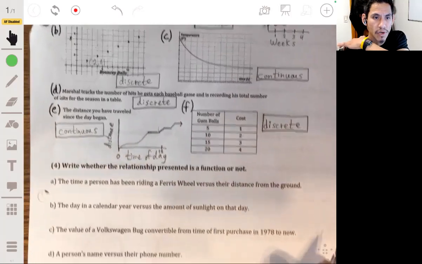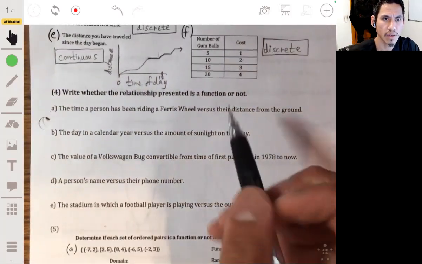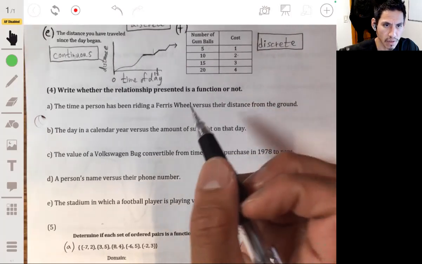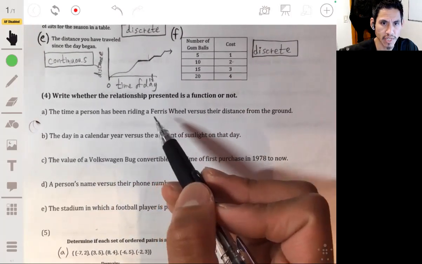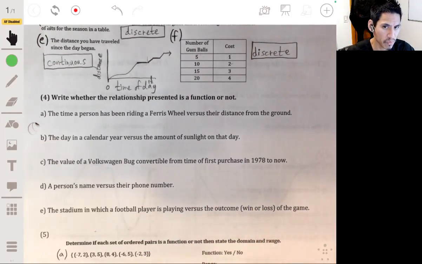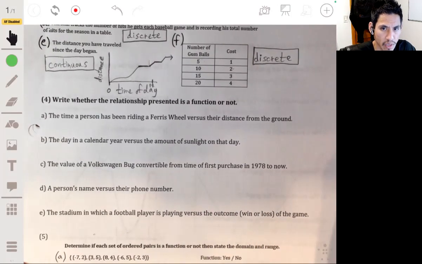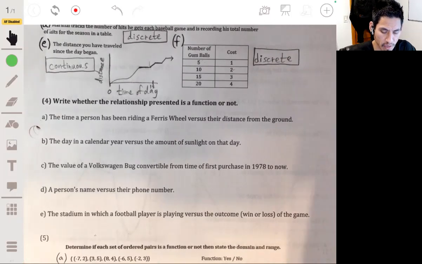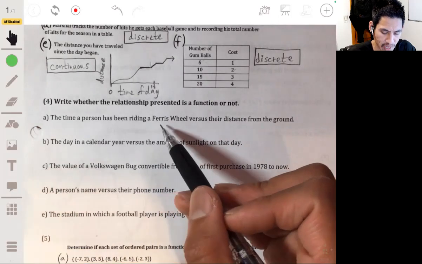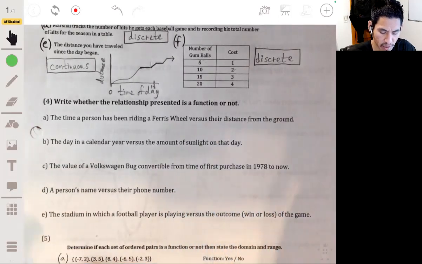Now let's look at 4, whether the relationship presented is a function or not. Okay, so you have the time a person has been riding the Ferris wheel versus their distance from the ground. Well, I think I skipped the Ferris wheel. The time a person has been riding a Ferris wheel versus their distance from the ground.